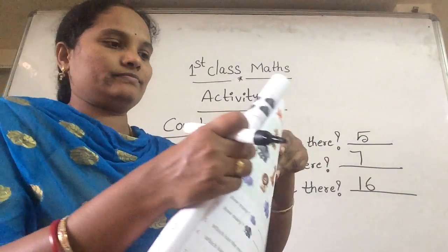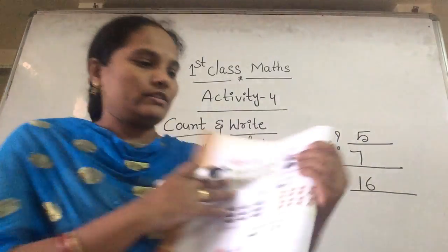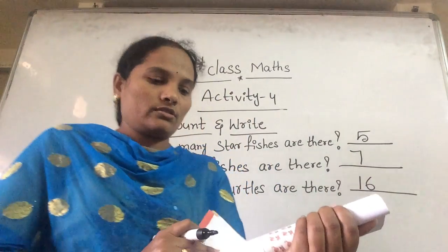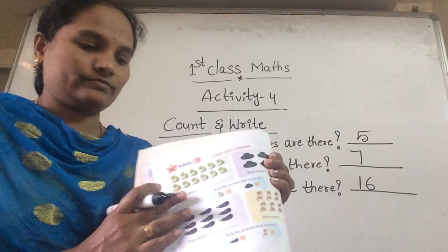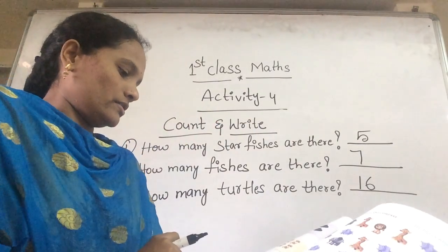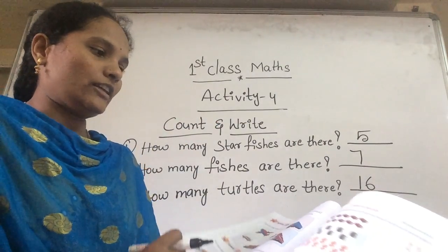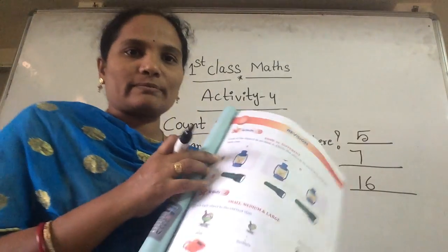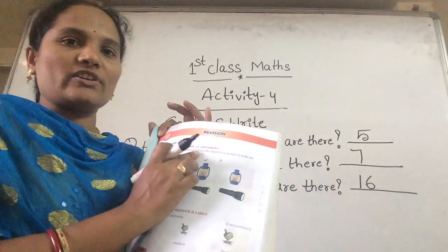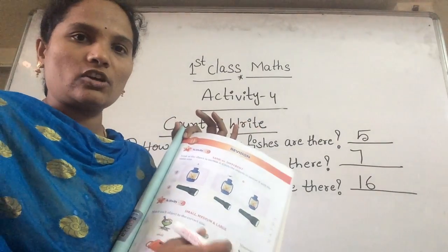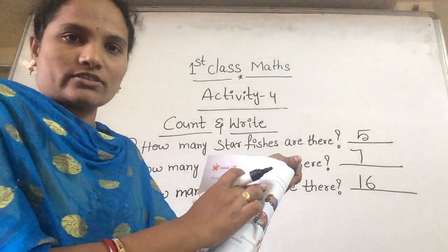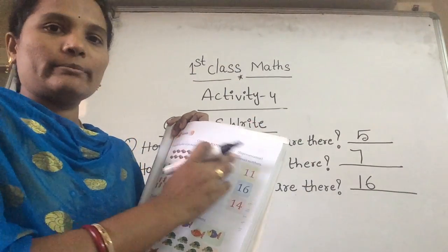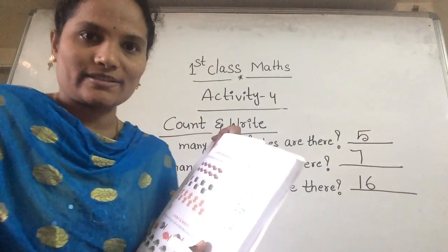Now, next activity, let's explain in the next class. Now, still any doubts, children, in this one? Please ask me. First one, same versus different. Small, medium, large, long and short, tall and short. Count and match, count and write. These are over.